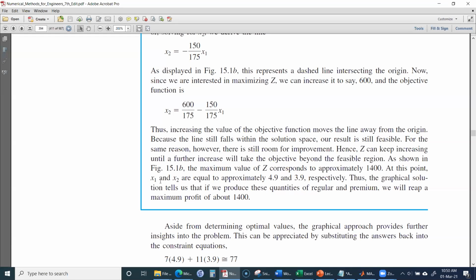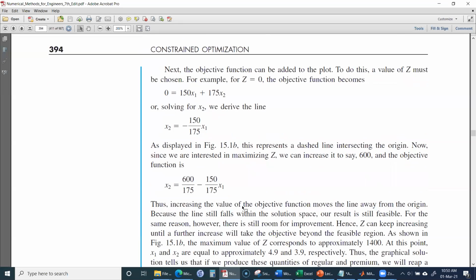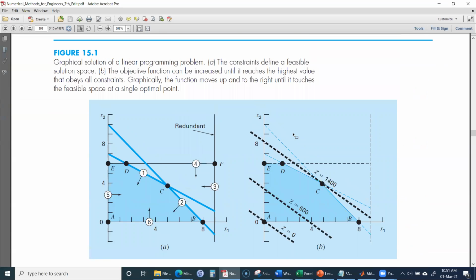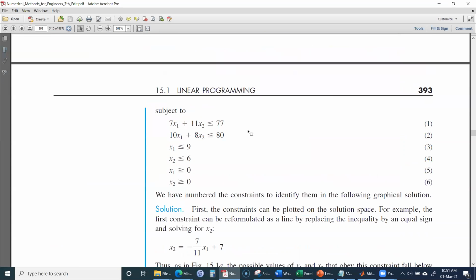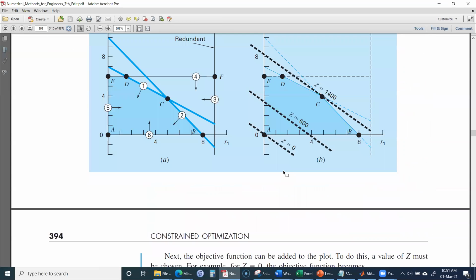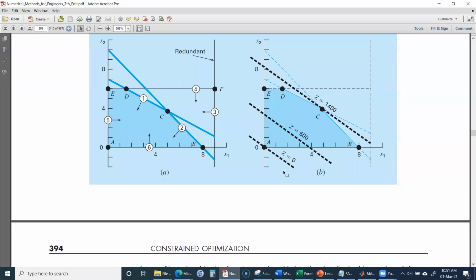Thus the graphical solution tells us that if we produce these quantities of regular and premium, we will reap a maximum profit of about 1,400. For this point, we have the values of x1 and x2, and when these values of x1 and x2 are put into the objective function, it gives the value of Z equal to about 1,400.